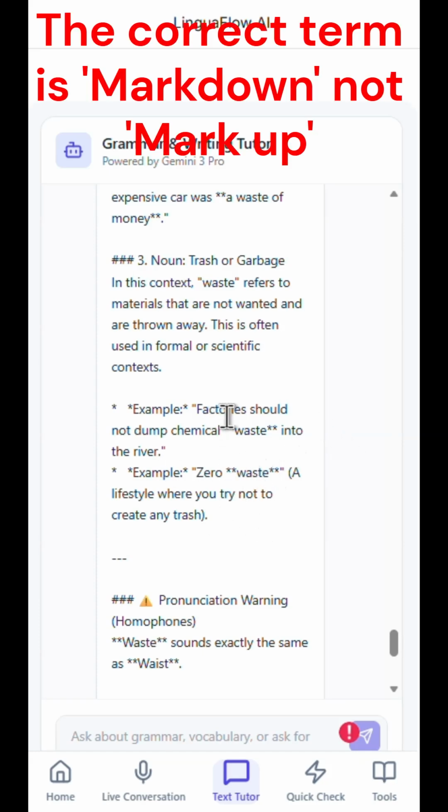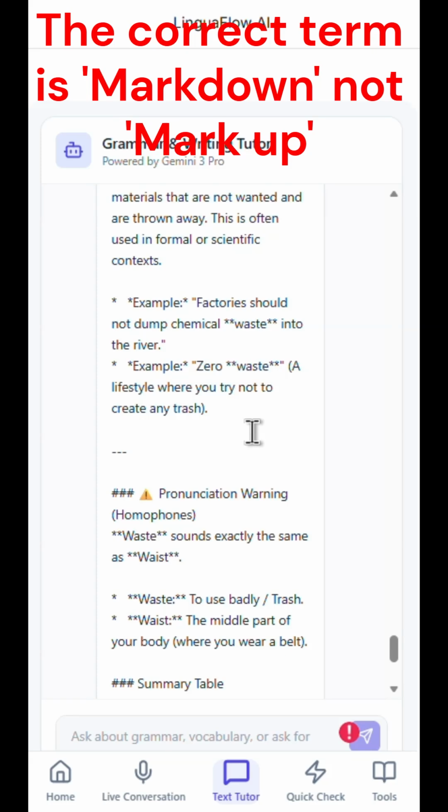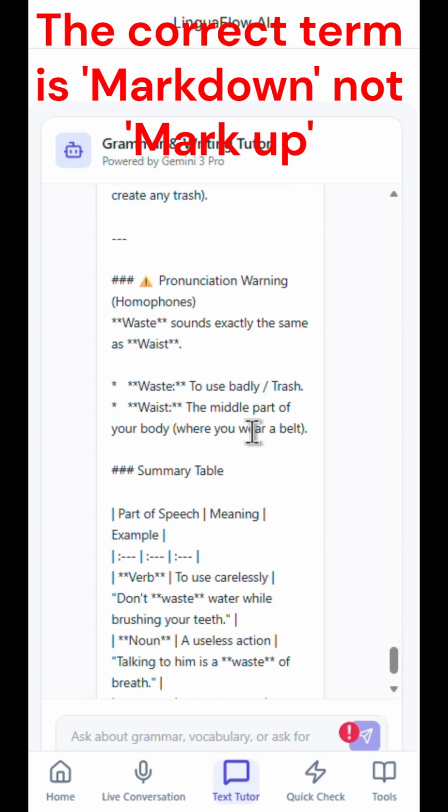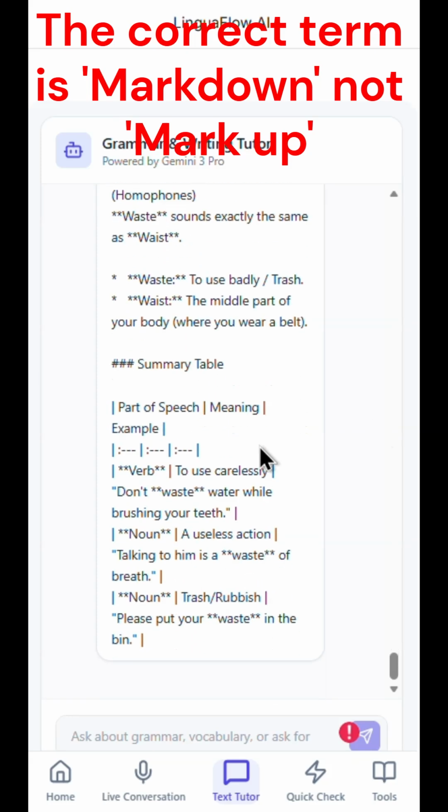Once again, you're seeing the double asterisks there to highlight the word waste, but it doesn't look so good when it only uses these markers. Pronunciation warning. So waste sounds exactly the same as waist, and waist, W-A-I-S-T, is the middle part of your body where you wear a belt. So it's a much longer explanation than in the quick vocab check.